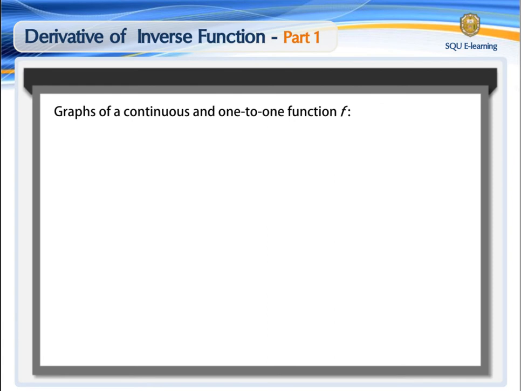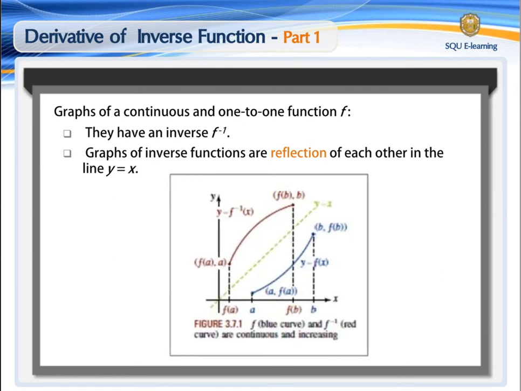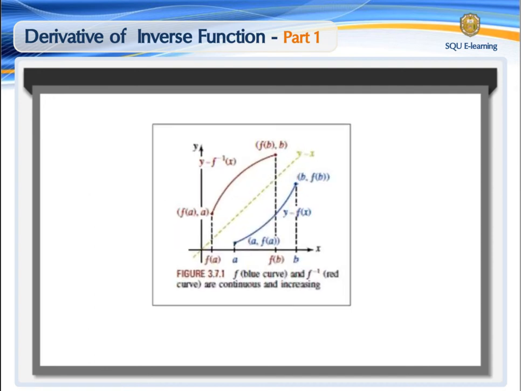Now, you know that for continuous and one-to-one functions f, they have an inverse. The graphs of the function and its inverse are going to be a reflection of each other in the line y equals x, as shown in the figure below. If you focus on points like (p, f(p)), you will find its reflection on the graph of f inverse is (f(p), p).